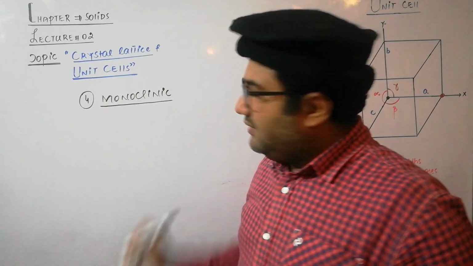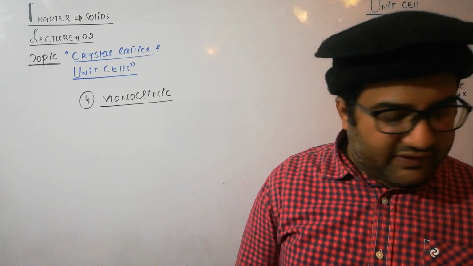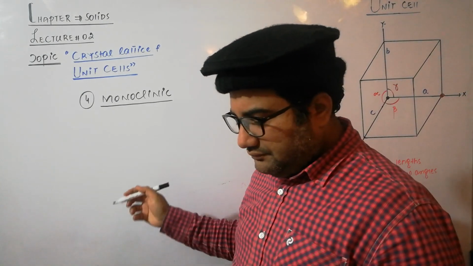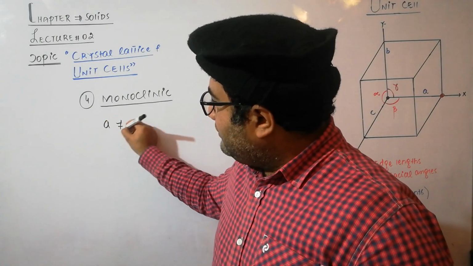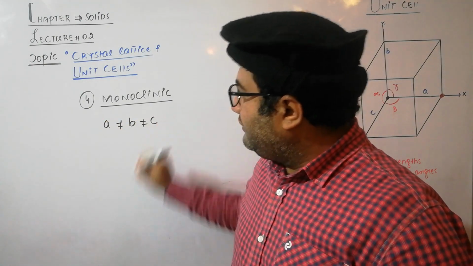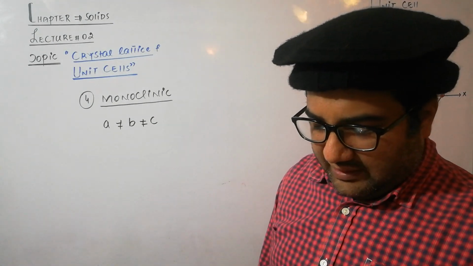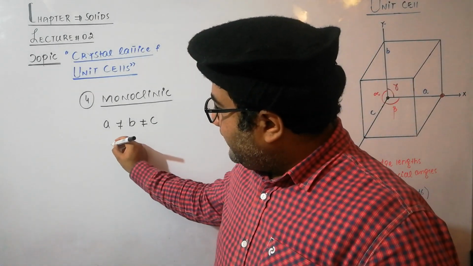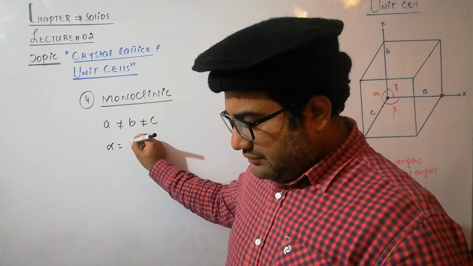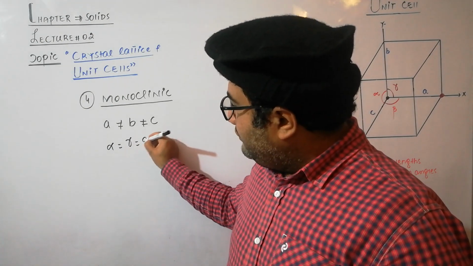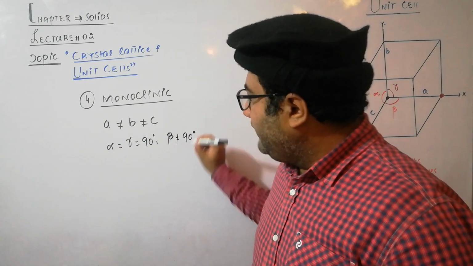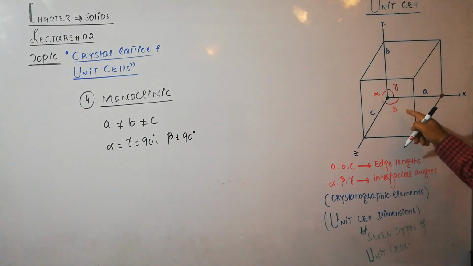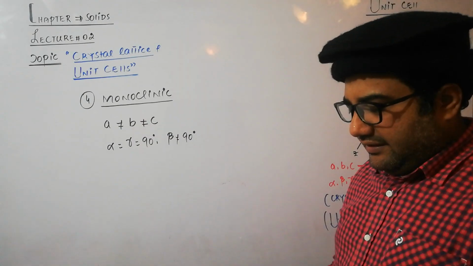Now what is the relationship between the crystallographic elements? A is not equal to B and B is not equal to C. And what is the relationship between the angles? Alpha is equal to gamma is equal to 90, but beta is not equal to 90. So this angle will not be equal to 90, while these two will be equal to 90 degrees.